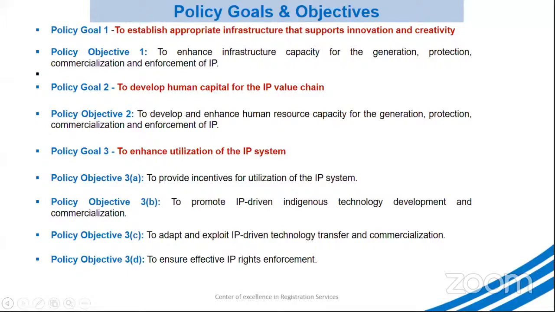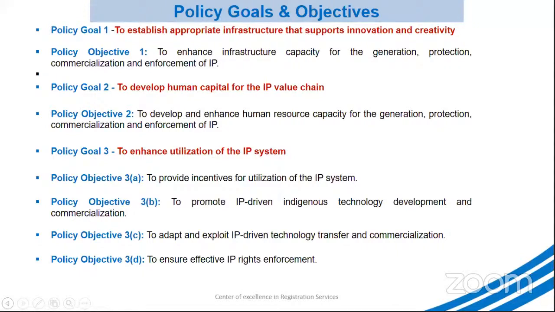The third policy goal is to enhance utilization of the intellectual property system, which leads to providing incentives for utilization of intellectual property, the promotion of intellectual property-driven indigenous technology and development and commercialization. And we already see a lot of indigenous technologies. Yesterday I was sharing that video that went viral of a Ugandan that improved the alarm system to produce some local language, and this is in Uganda, for people to utilize locally, and many other innovations and inventions. The policy objective number 3 is to adapt and exploit the IP-driven technology transfer and commercialization.